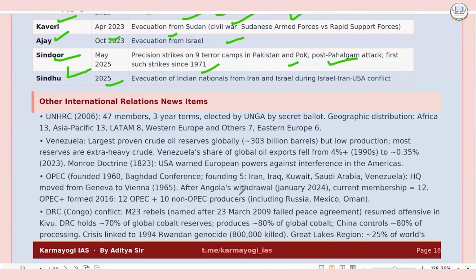After Angola's withdrawal in January 2024, current membership is 12. OPEC Plus formed in 2016, 12 OPEC and 10 non-OPEC producers, including Russia, Mexico, and Oman.